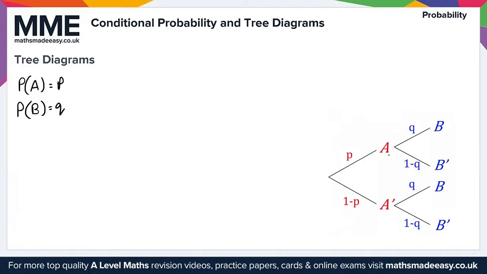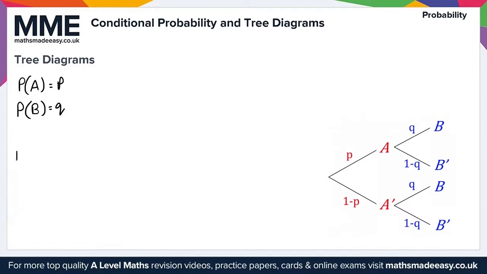And we can see here, like we just defined, the probability of A is equal to P. So in that case, the probability of A complement will be 1 minus P. And the same holds for B here. The probability of B is equal to Q, as we defined here. So in that case, the probability of B complement will be 1 minus Q. And from this, we can define some probabilities.